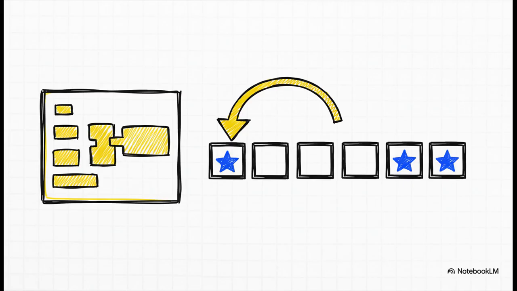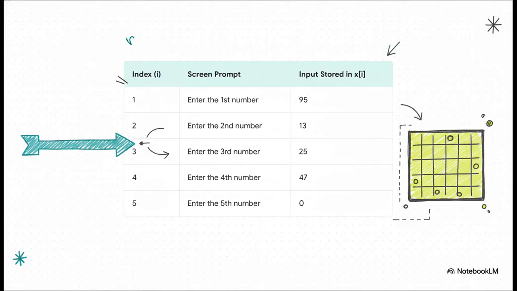Okay, so you've got this row of boxes. You're not going to fill them up manually one by one. That would be way too tedious. This is where loops become an absolute game changer. A for loop is the perfect tool to just walk down that line of boxes and systematically place a value into each one. Let's watch this in action.